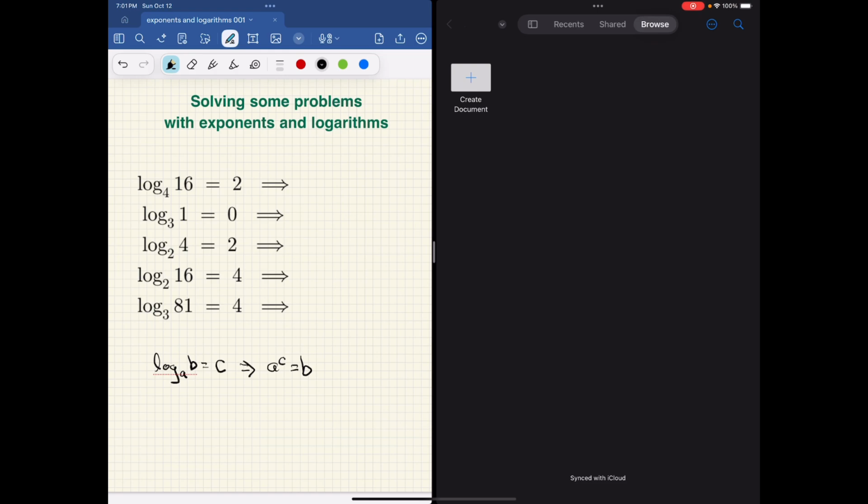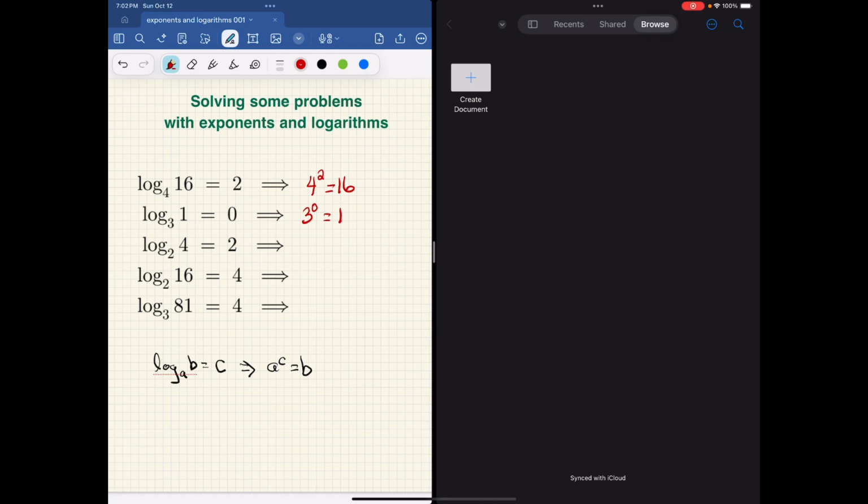So now let's look at the 5 logarithmic equations that we have here, and let's try to rewrite them in exponential form. So first, log base 4 of 16 equals 2. That means that 4 to the second power, or 4 squared, equals 16. Log base 3 of 1 equals 0. So that means that 3 to the 0 equals 1, which we know to be true.